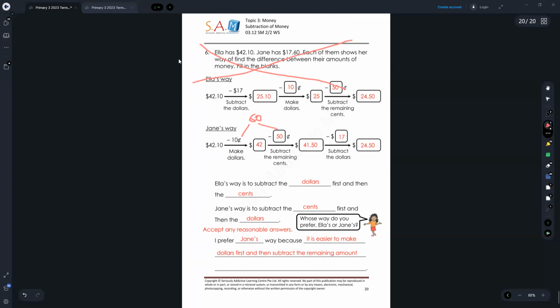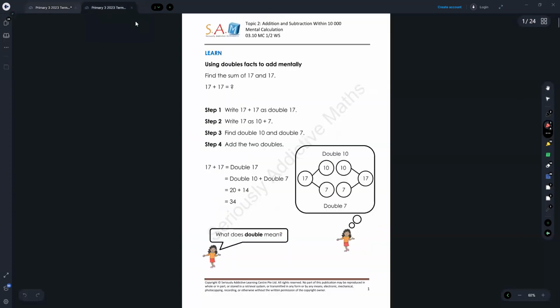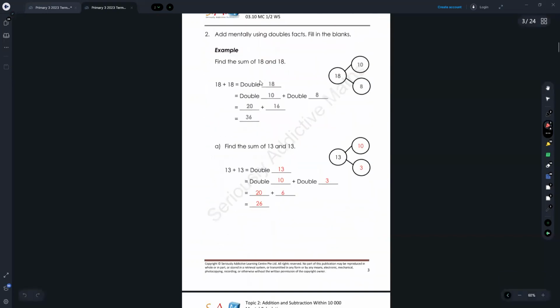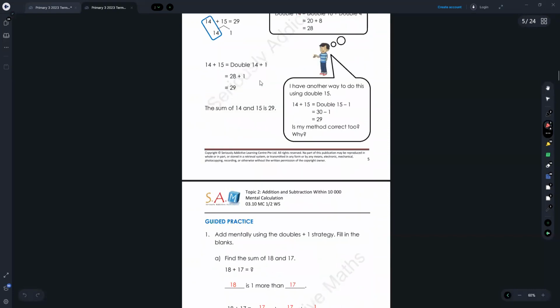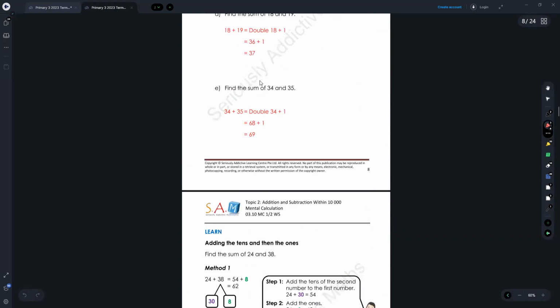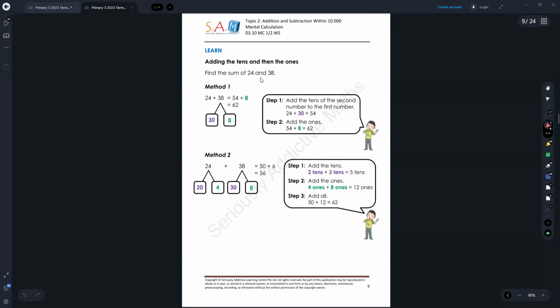So let's move to the last booklet, and that is on mental calculation. Now, mental calculation, take note. I find the first few ones very confusing. Rarely do we use this method. So please skip. Do not teach the first few methods. Let's do adding the tens and then the ones instead, for mental calculation. So we start from page 9. Take note of it.